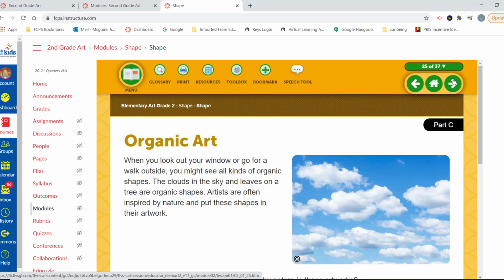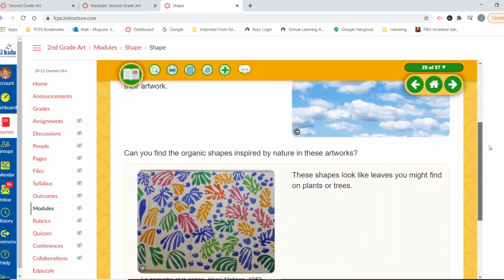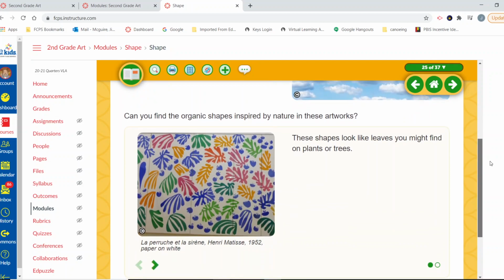When you look out your window or go for a walk outside, you might see all kinds of organic shapes. Those clouds up in the sky and the leaves on the tree, those are organic shapes. Often, artists become inspired by nature and then put those shapes into their artwork. Can you find the organic shapes inspired by the nature in these works of art?